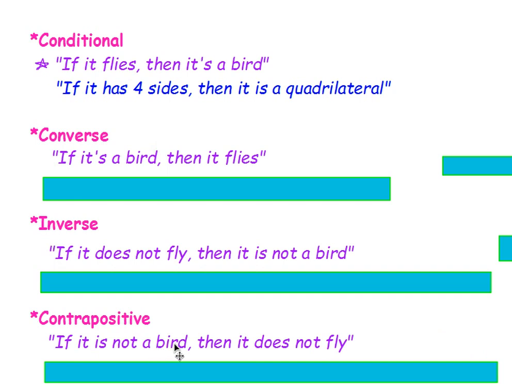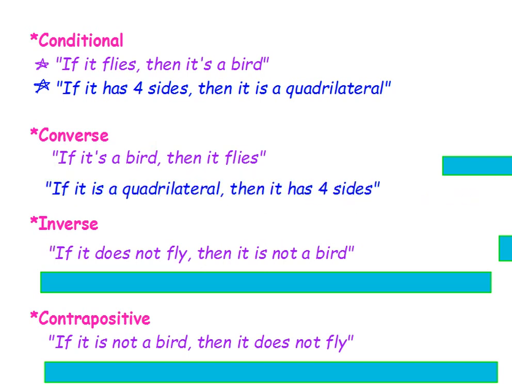I want you to try to do the same with this second example I have here. I guess is that blue? Oh, they look so close in color. Go ahead and try to write that one all different ways. You can pause this and then play it and check all your work: converse, inverse, and contrapositive.